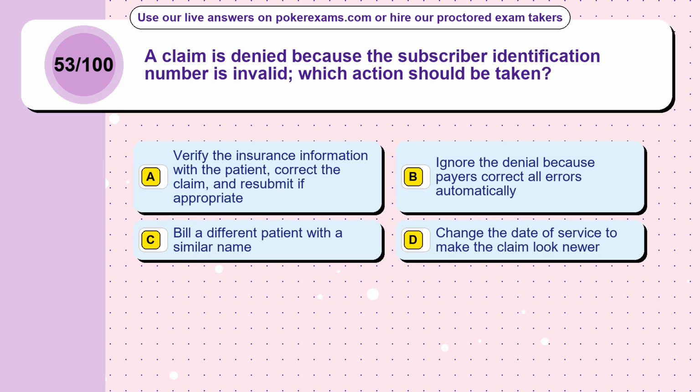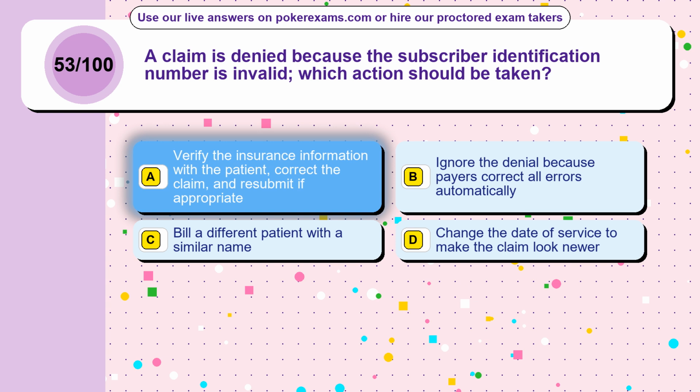A claim is denied because the subscriber identification number is invalid. Which action should be taken? Option A. Verify the insurance information with the patient, correct the claim, and resubmit if appropriate. Option B. Ignore the denial because payers correct all errors automatically. Option C. Bill a different patient with a similar name. Option D. Change the date of service to make the claim look newer.